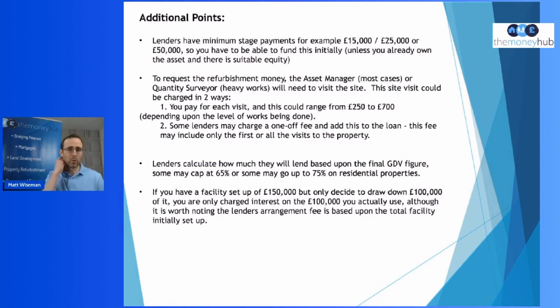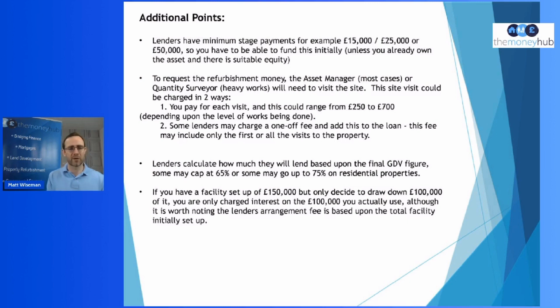Additional points here: when it comes to the actual stage payments for refurbishments, lenders do have minimums. It might be a minimum of 15,000 or 25,000 or 50,000 for the initial drawdown. So you've got to fund that first part yourself, and then you can go to the lender and look to get that back once they've done their assessment, etc.